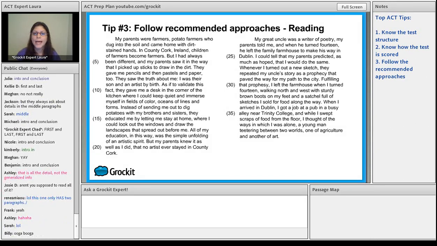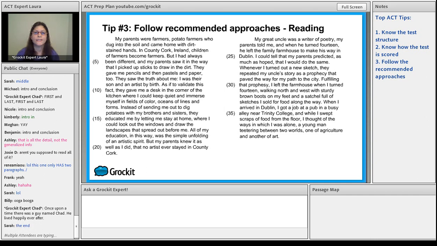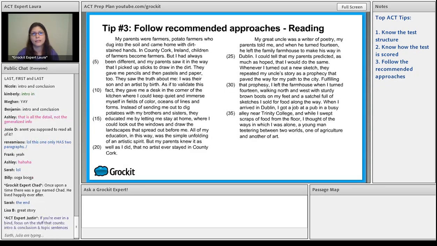For your body paragraphs, look mostly at the first and last sentences, and then skim through the rest. If they need something really specific, they're going to give you a line reference, and they don't take away the passage. That would just be mean. You have the passage right there for you the entire time.